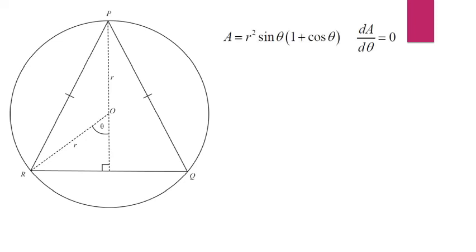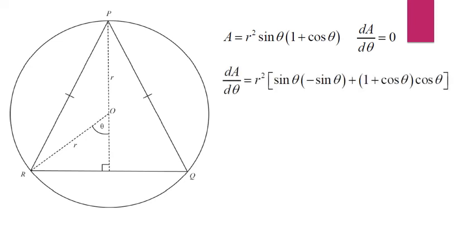First off, let's get the equation for the area, which was shown in part A. We are going to differentiate this, and remember that to maximize it, we will equate the first derivative to 0. After we differentiate it, we are going to obtain this equation, and remember that R squared is a constant. So we will treat it as a constant.